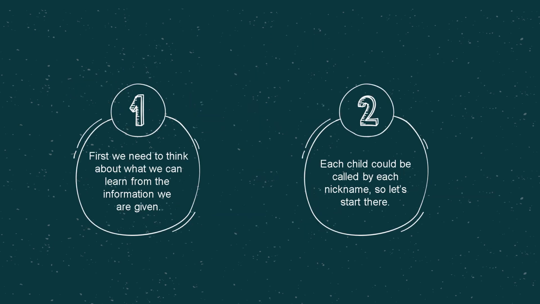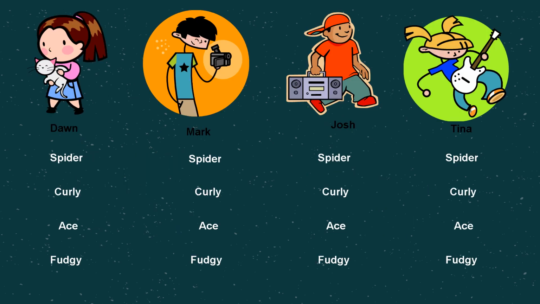So firstly, how do we start? First, we need to think about what we can learn from the information we are given. From the clues, we can see that each child could be called by each nickname. So let's start there. We'll start by writing all four nicknames underneath each child, and then we will cross out the names that do not fit from the clues.